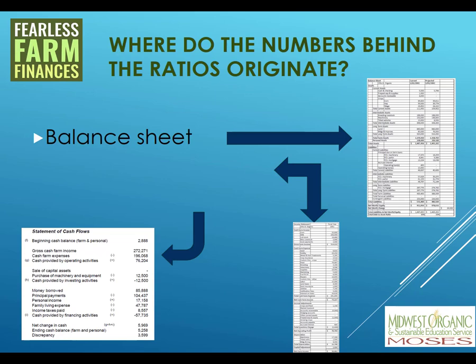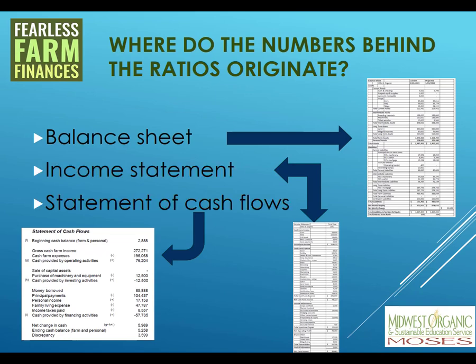We're going to talk about something later on about making accrual adjustments, and having really accurate balance sheets, especially in terms of accounts receivable and accounts payable at the beginning and ending of year, really helps us accrually adjust things. We get them from our income statements, and we also get them from our statement of cash flows.